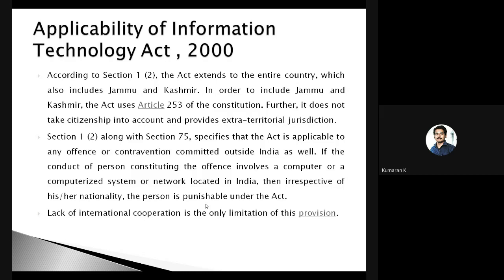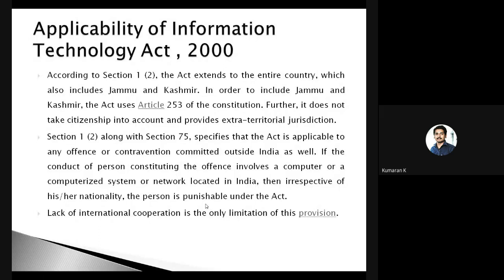So this act will extend to the entire country. In Article 253, it may be extended to the entire country. When does it extend? Whenever the person does not have residentship in India, if the person has some residential address in other nations, at that time this Article 253 will be applicable. So that is the applicability of the Information Technology Act 2000.